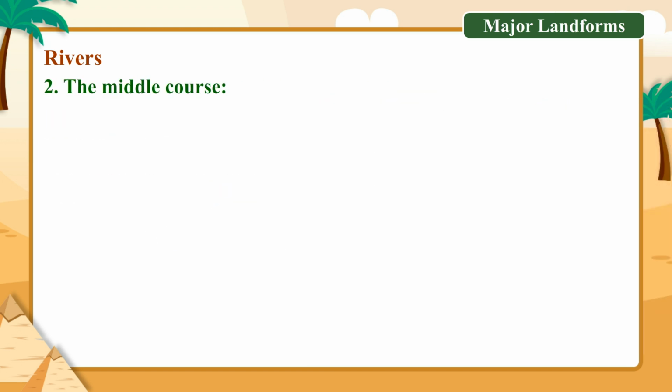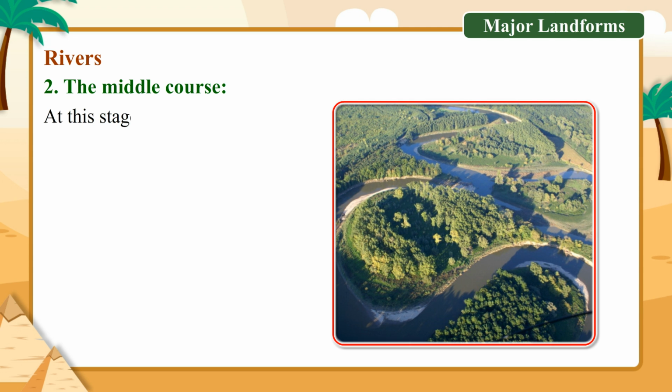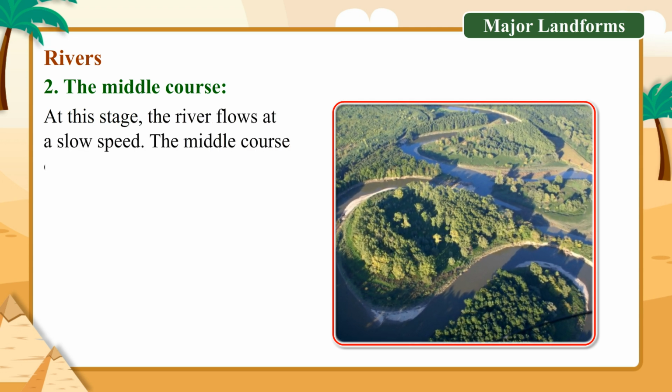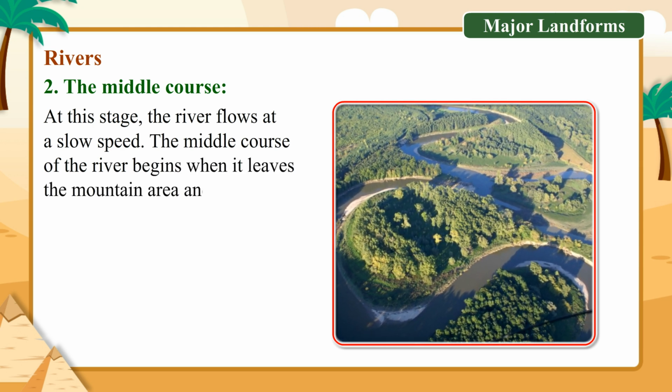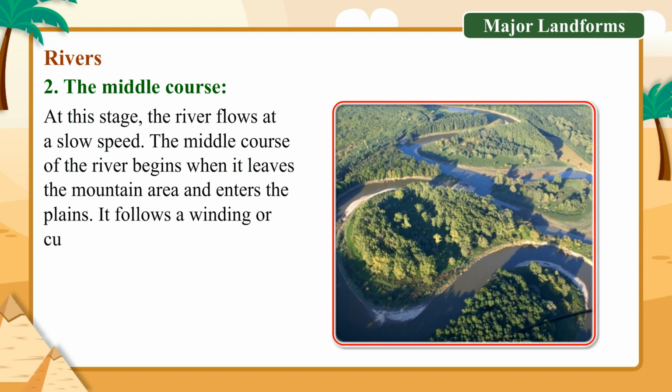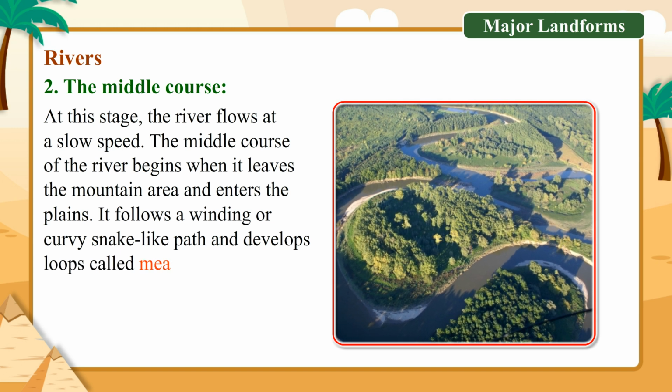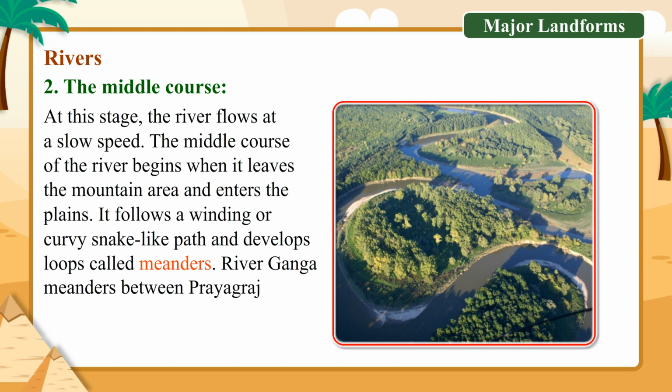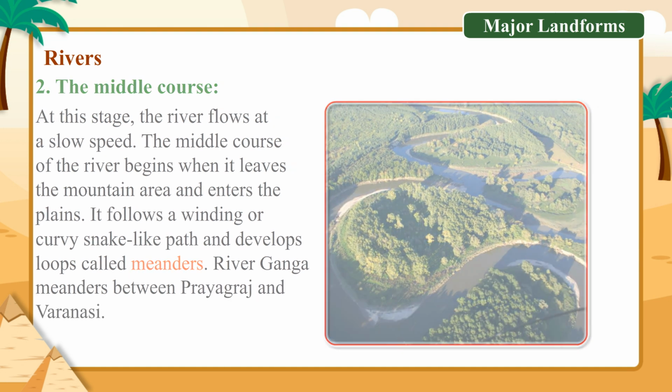Number 2. The middle course. At this stage, the river flows at a slow speed. The middle course of the river begins when it leaves the mountain area and enters the plains. It follows a windy or curvy snake-like path and develops loops called meanders. River Ganga meanders between Prayagraj and Varanasi.